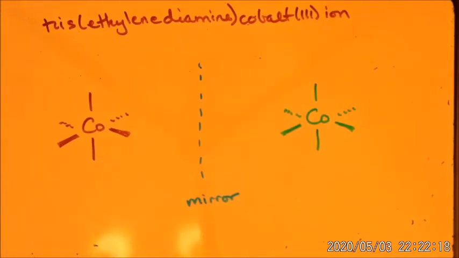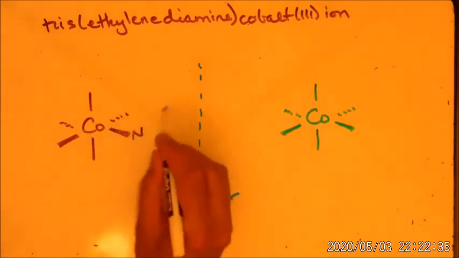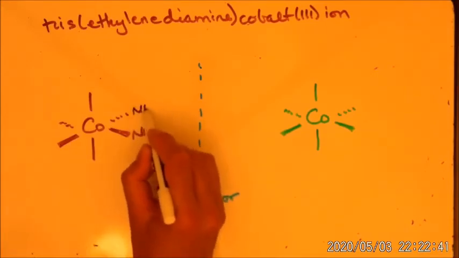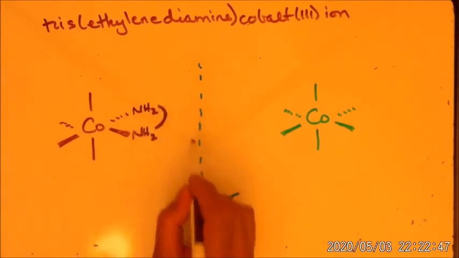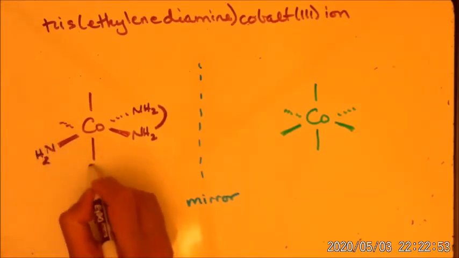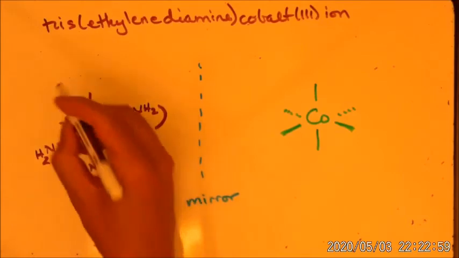Okay, so now let's go ahead and put in my ethylenediamine. So I put in my ethylenediamine. The first one, let's say, goes in this direction. NH2, and I'm just going to draw a ribbon, so this stands for the CH2, CH2. Then here's one, and then here's one.